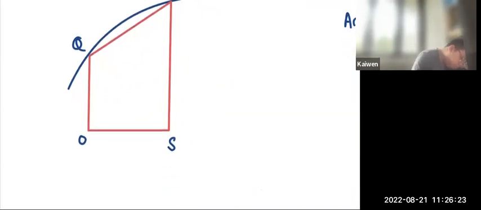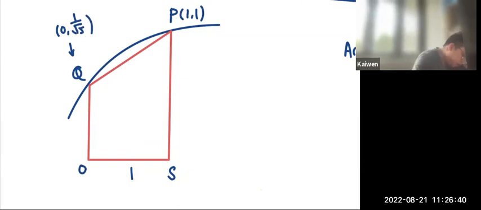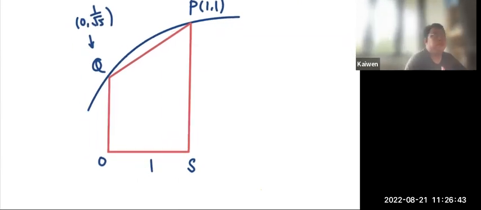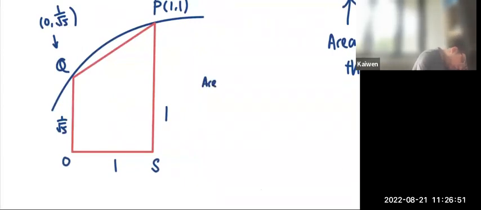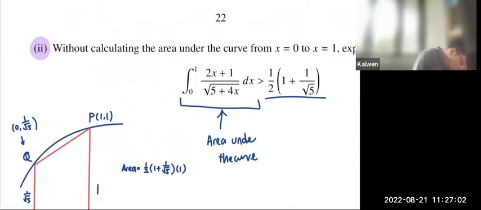This is 1, 1. This is 1. And to find Q, you need to substitute x equals 0 into the curve. And when you substitute in, Q is going to be 1 over root 5. So how do you find the area of this trapezium? The trapezium formula is half times the sum of the parallel lines times the height. So this is 1 over root 5. This is 1. So the area is half 1 plus 1 over root 5 multiplied by 1, which is essentially half 1 plus 1 over root 5. So this is the area here.